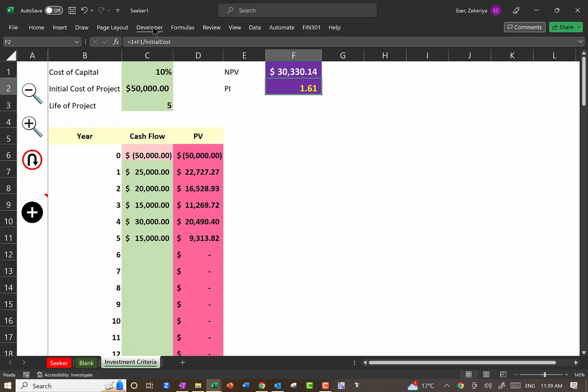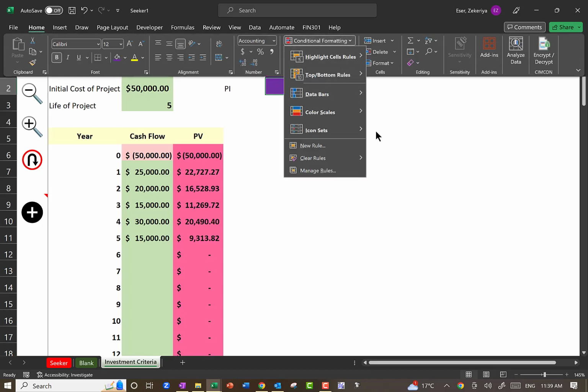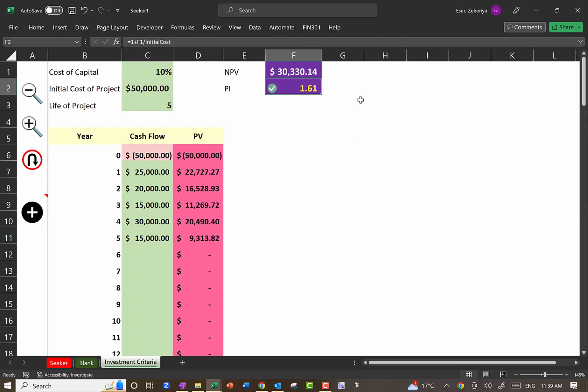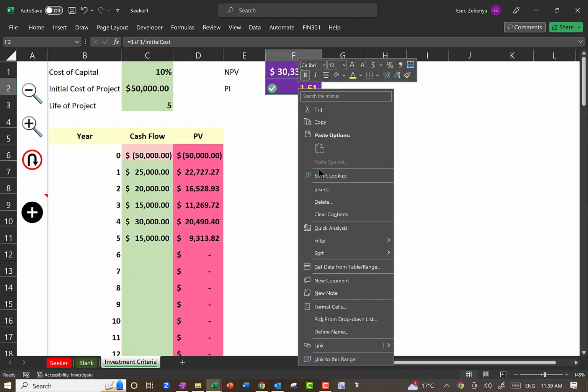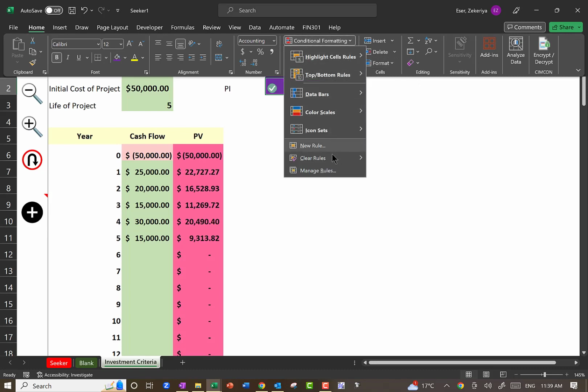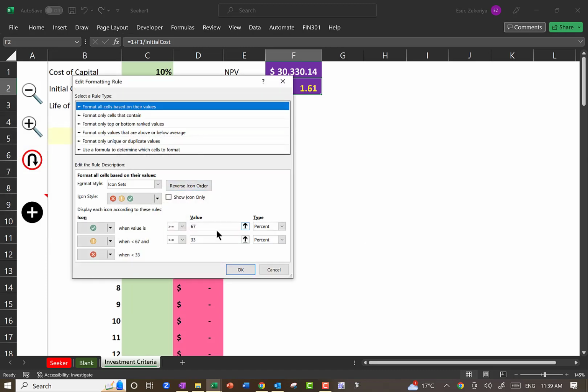Let me see. Under Home tab, I'm gonna hit Conditional Formatting. Icon sets, I'm gonna do these traffic lights. It did something by default. And manage rules, edit rule. I'm gonna do it based on the number itself.